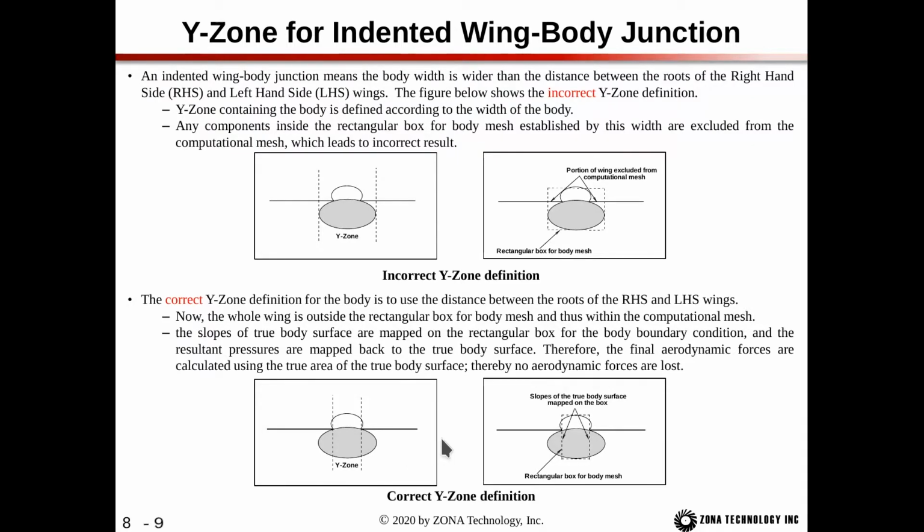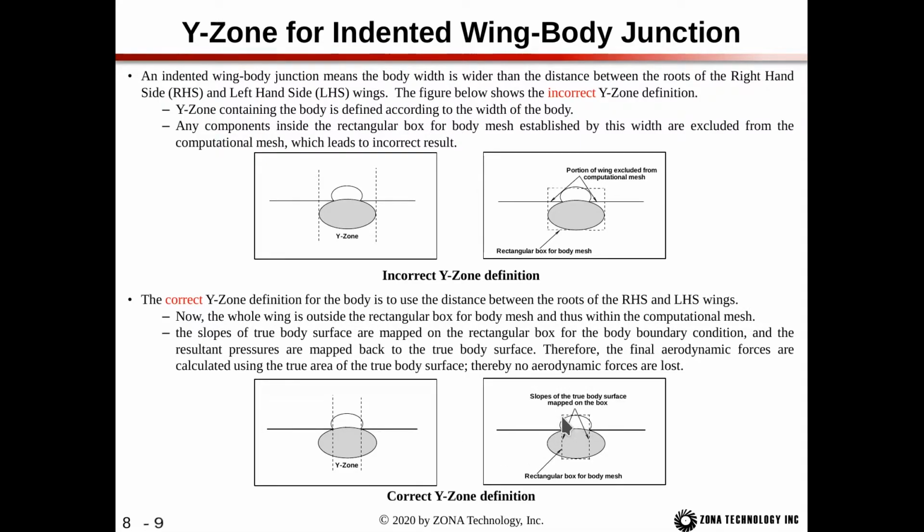And the slopes of the true body surface are mapped onto the rectangular box for the body boundary condition, and the resultant pressures are mapped back to the true body surface. Therefore, the final aerodynamic forces are calculated using the true area of the true body surface. Therefore, no aerodynamic forces are lost.